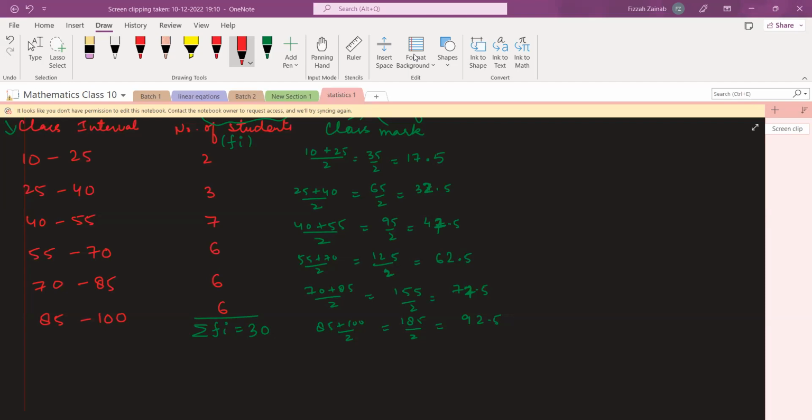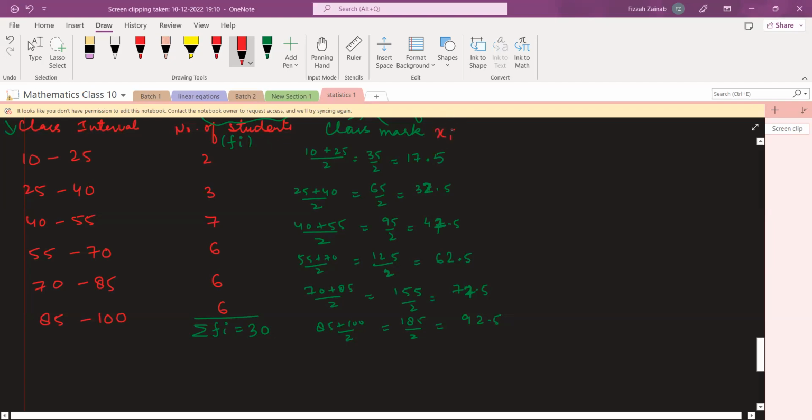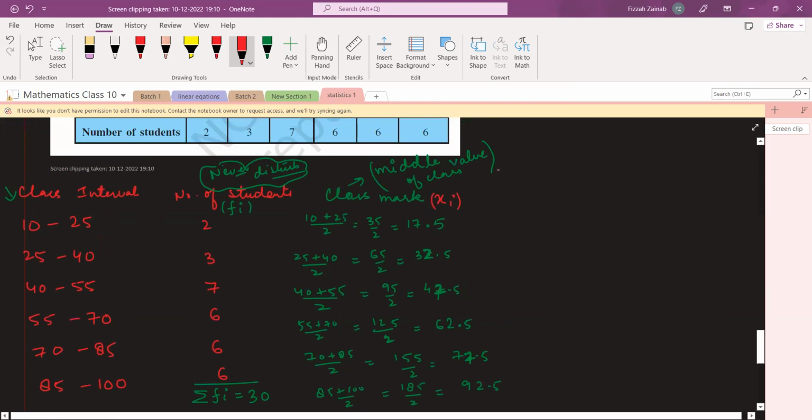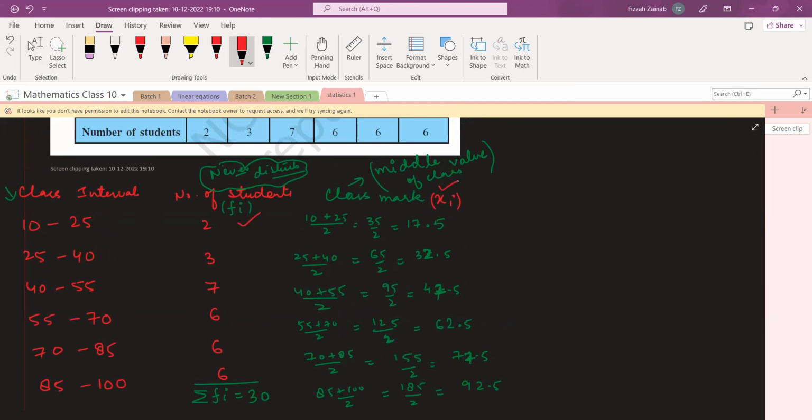Yes, ma'am. Okay. See, this class mark is denoted by xi. So in the direct method, what we do is, this is your fi and this is your xi. So the next column is, you will make fi into xi. That means you're going to multiply them. Clear?